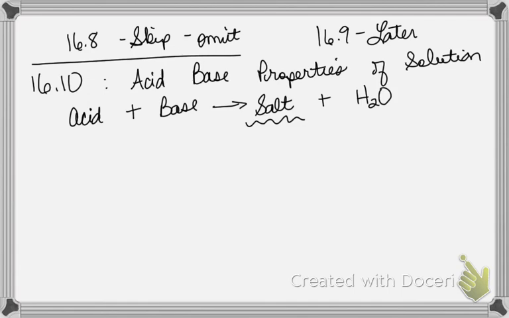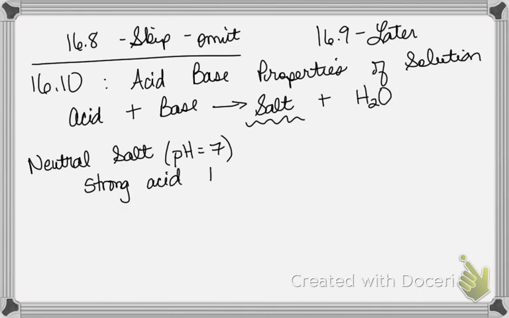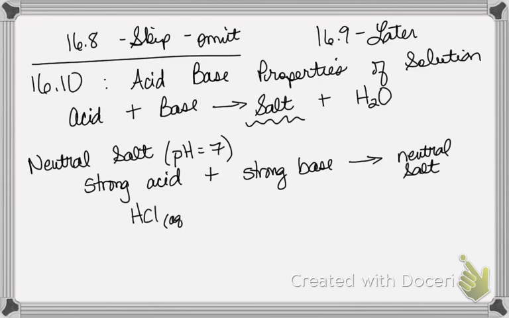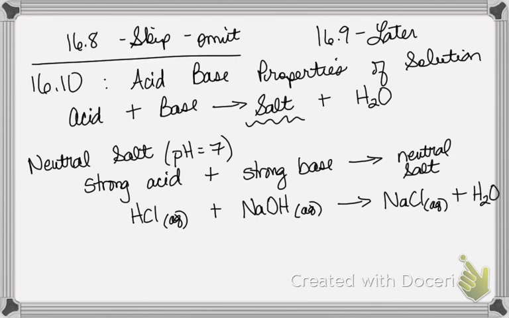Okay, the first example, let's talk about neutral salts because those are easy. How do you know when it's going to be a neutral salt? In other words, the pH is going to be equal to 7. If you take a strong acid and a strong base, the salt is always neutral. Hydrochloric acid is a strong acid. Remember, the strong bases are group 1 hydroxides and heavy group 2s. What salt do these make? They make sodium chloride as the salt, and water. Okay, this would be a neutral salt. It would have a pH of 7.